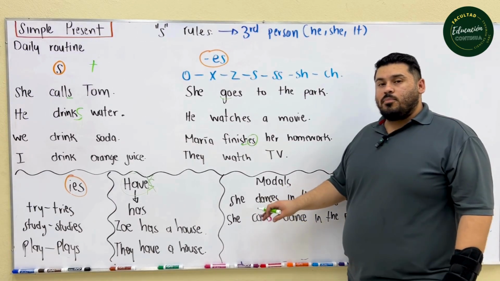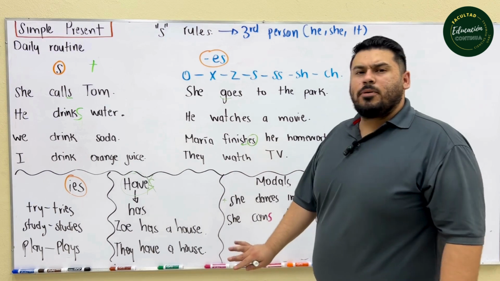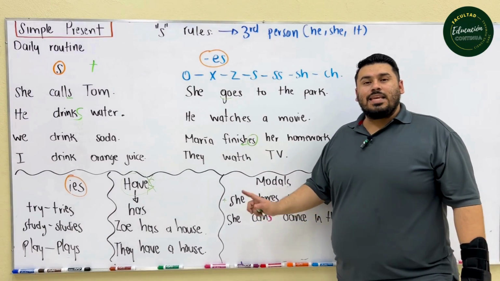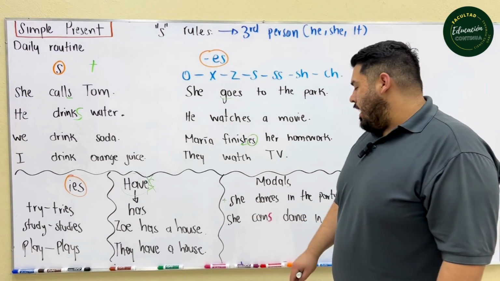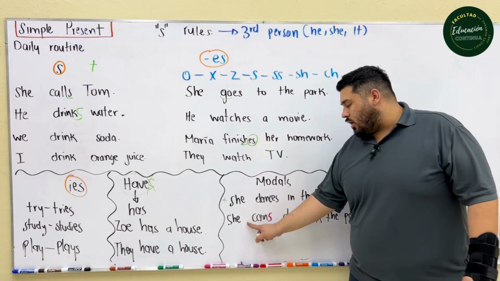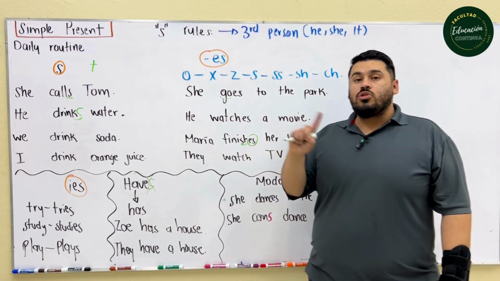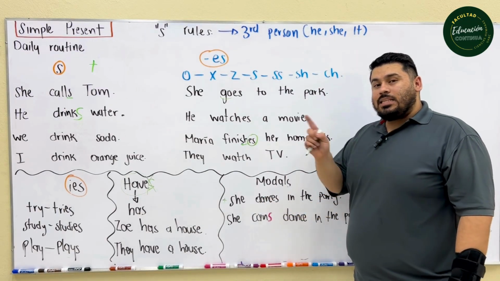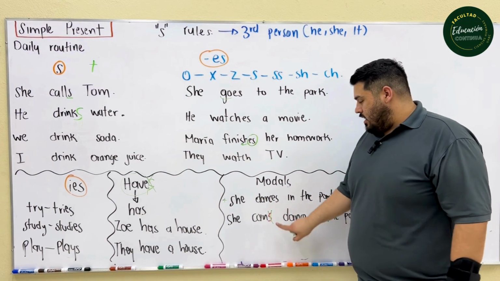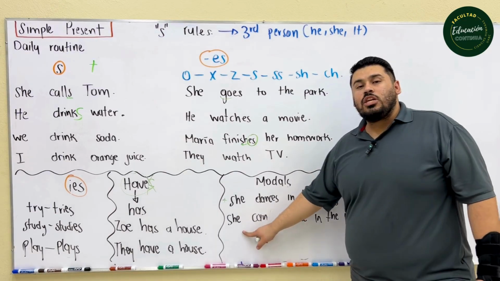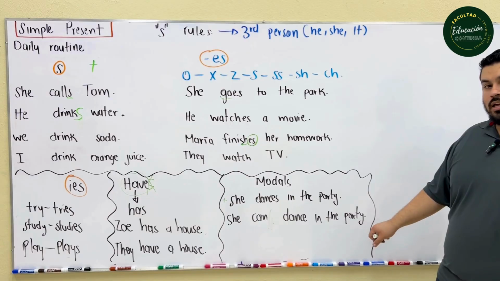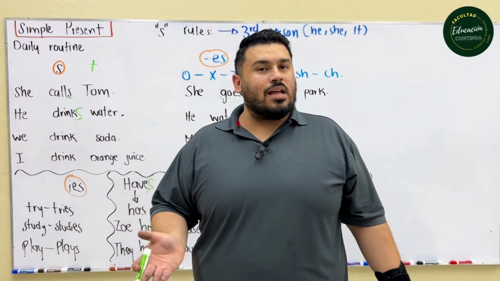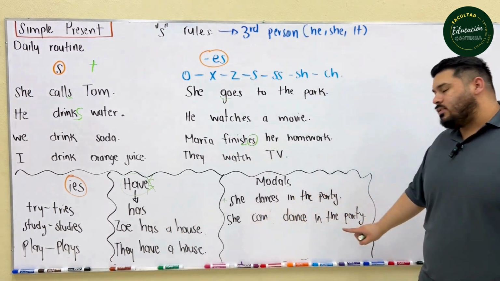Now, modals. For example, we have this common positive sentence: she dances in the party. That's okay. But in this situation, the word can is a modal. You don't need to write an S with the modal. If you say cans, it's not correct. So we have to take that away. The correct way is going to be she can dance in the party. And even with the word dance, you don't need to add a letter S. It's not necessary.